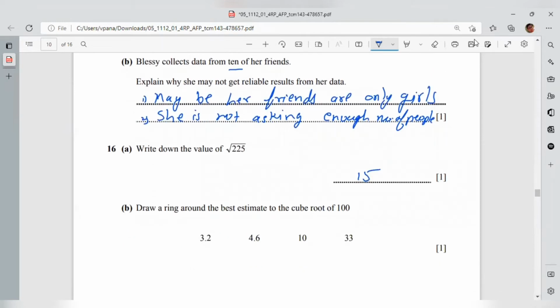Draw a ring around the best estimate to the cube root of 100. So cube root of 100. So you have to look for the numbers which are the perfect cubes which are closer to 100. So we know that 4 cube is equal to 64 and we have 5 cube is equal to 125. So this number is definitely going to be between 4 and 5. So since it is between 4 and 5, this could be 4.6.